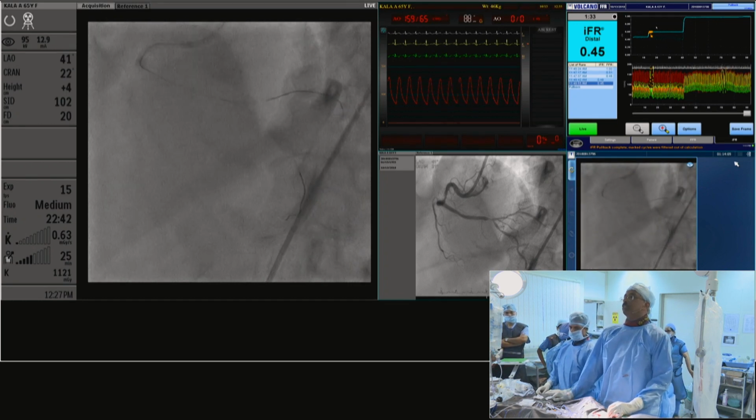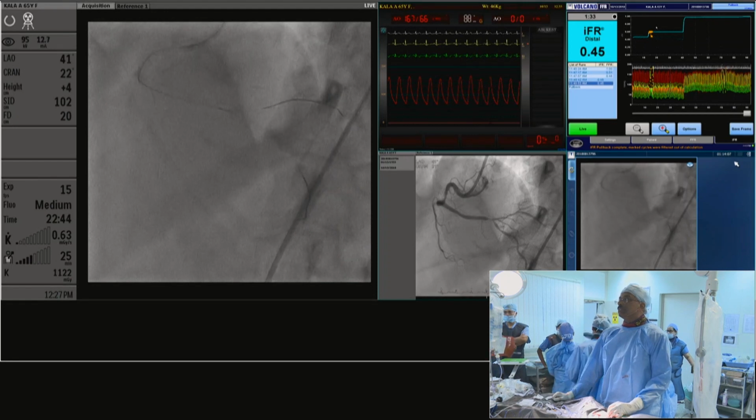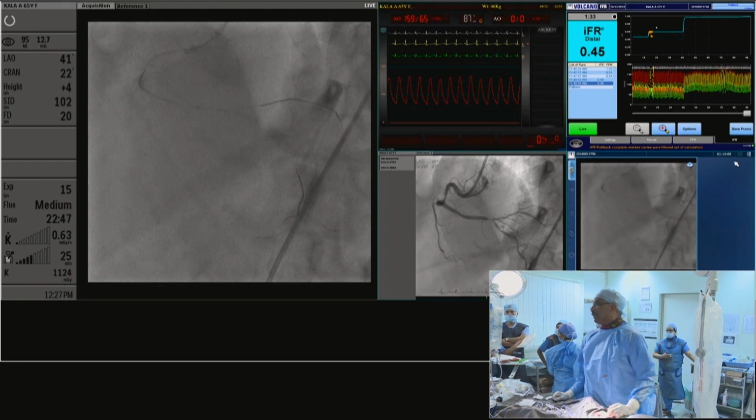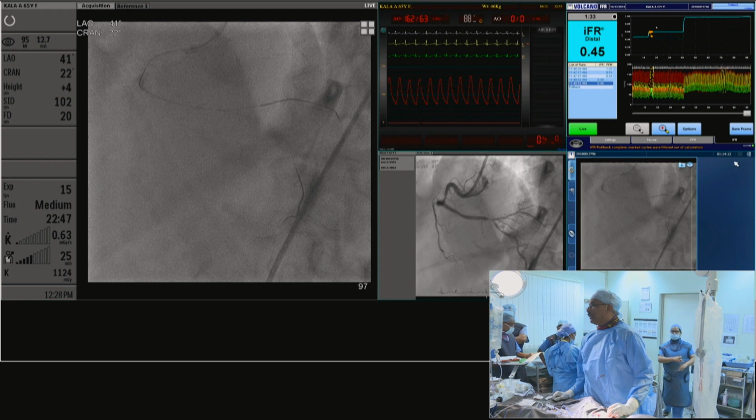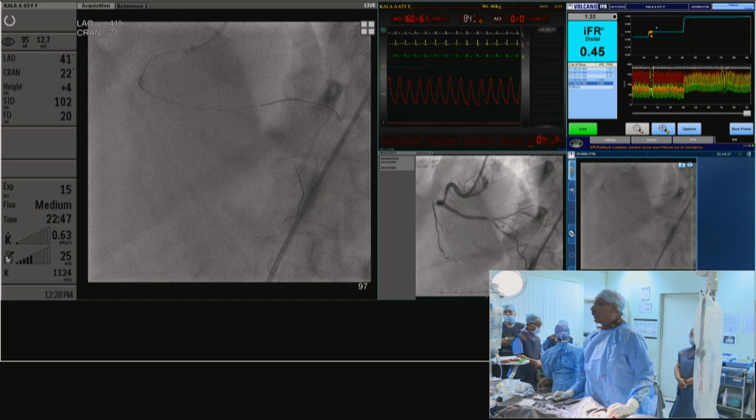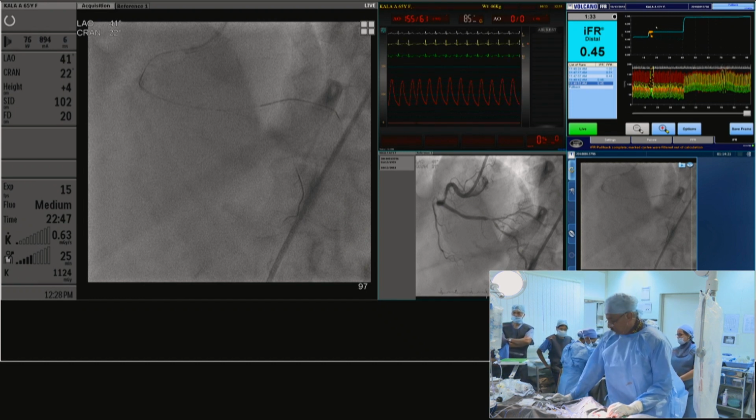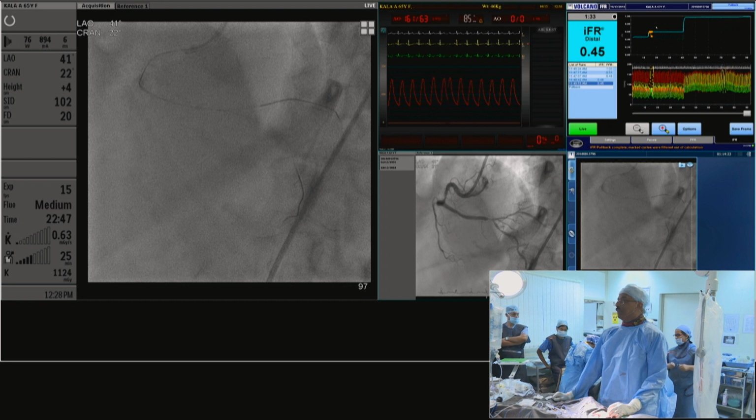Okay. So what's the sizing of the distal lesion? It's 2.5 distally and 2.75 just proximal to the bifurcation, approximately.